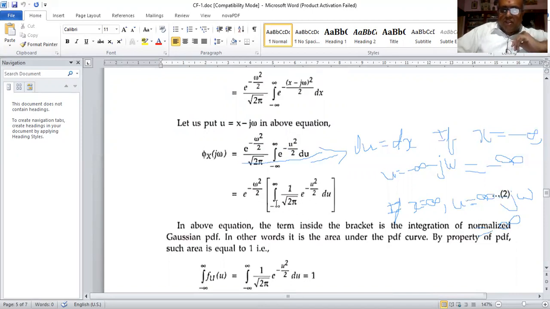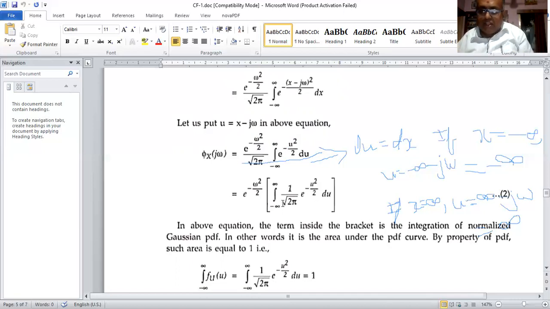Okay. If I put 1 by root 2 pi inside, I get integral minus infinity to plus infinity 1 by root 2 pi e to the power of minus u squared by 2 du. Now this is nothing but the area under the standard normal curve. The area under the standard normal curve is always equal to 1.